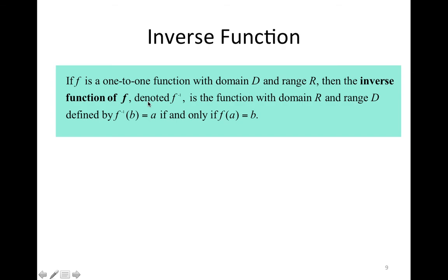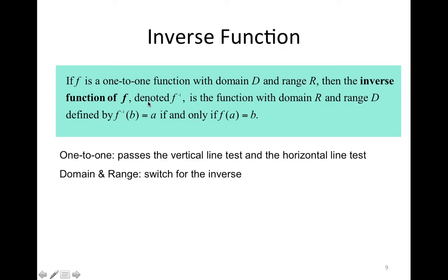This is what I want you to take away from this. What does it mean to be 1-to-1? It means that the original function passes both the vertical line test, which means it is a function, and it passes the horizontal line test, which means its inverse will be a function. And then also that for the domain and range, they just flip-flop when you start talking about the inverse.